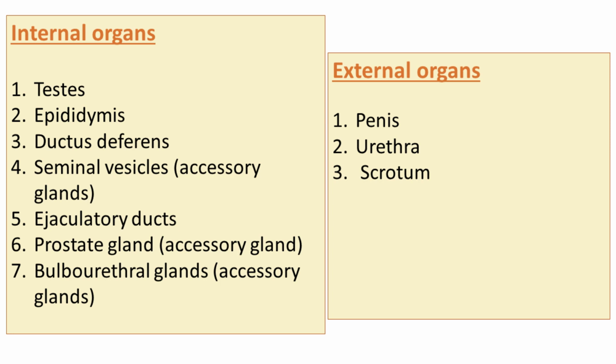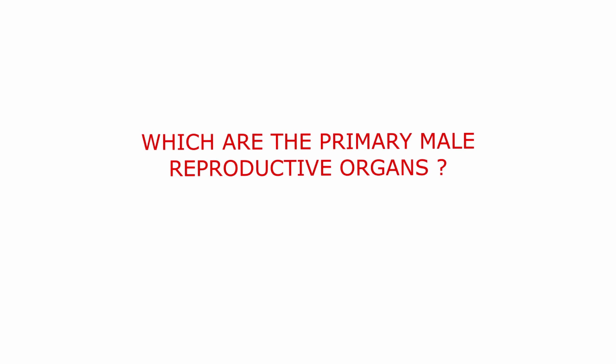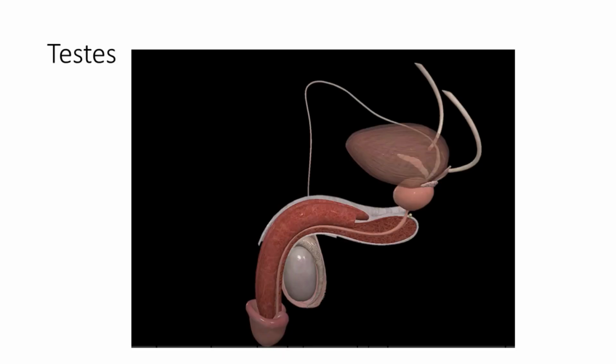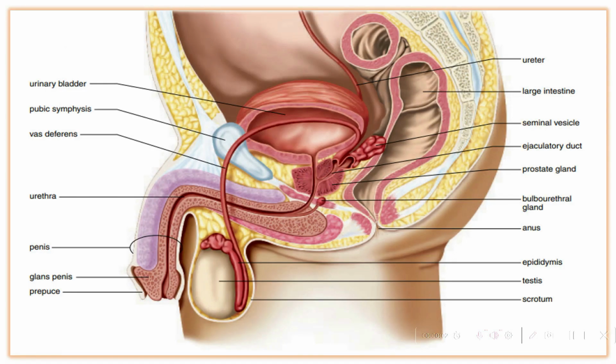However, we can again classify these male reproductive organs into two, that is primary and secondary reproductive organs. According to you, which are the primary male reproductive organs? Testes are primary reproductive organs. Other than testes, all organs are called secondary reproductive organs. Being a primary male reproductive organ, first we will focus on testes and then we will move to other male reproductive organs.